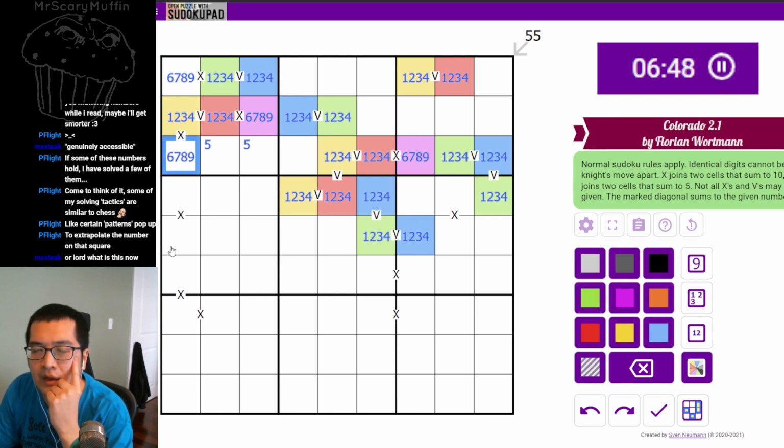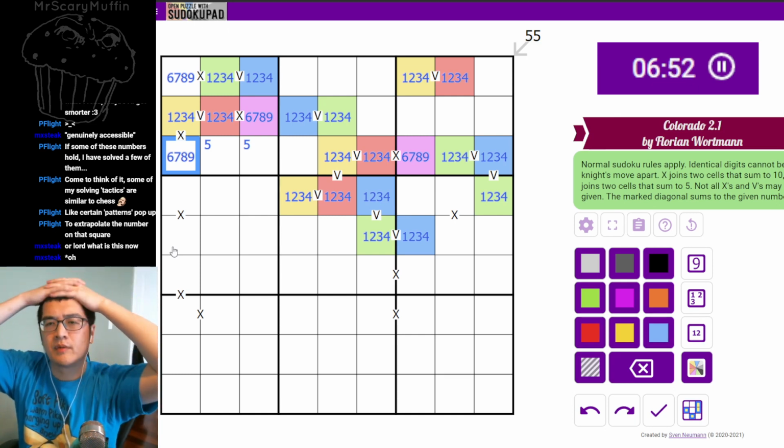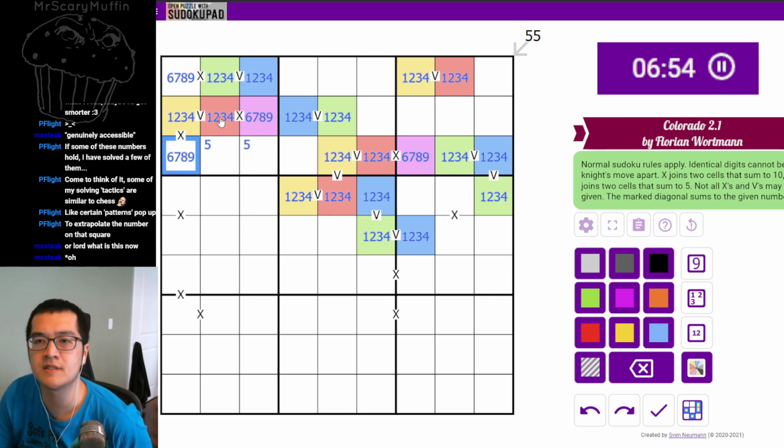I don't think they will matter. So here's an interesting thought. Let's think about the relationship between these numbers. Let's say this is a 4. If this is a 4, this is a 6. This would be a 1 and this would be 9. These add up to 15.